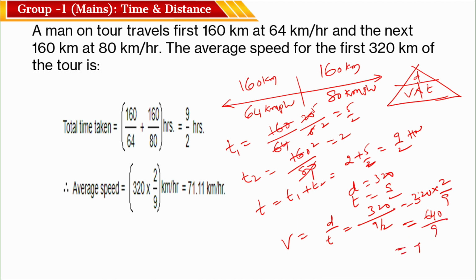9 7s are 63, 10, 9 1s are 9, 1. So it is 71.11 velocity or speed in kmph. Understand? So the value is 71.11 kilometers per hour. So in this way we can calculate the average speed of the person who traveled 320 kilometers. Okay. Now we will see the next question.